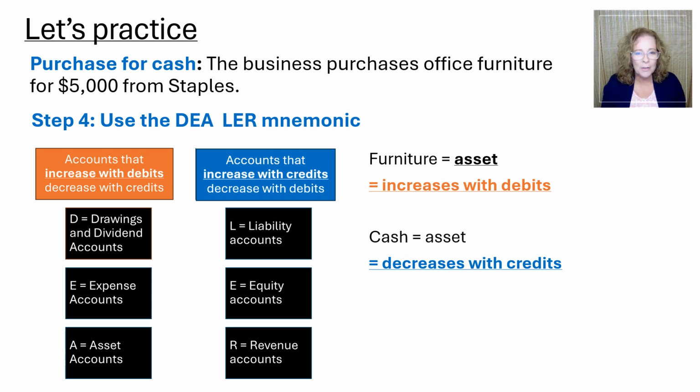In our transaction, the cash account decreased. And in step 3, we figured out that cash is an asset. Assets increase with debits. And in our case, we need the account to decrease. So we do the opposite. We credit the account. So debit furniture, and credit cash.